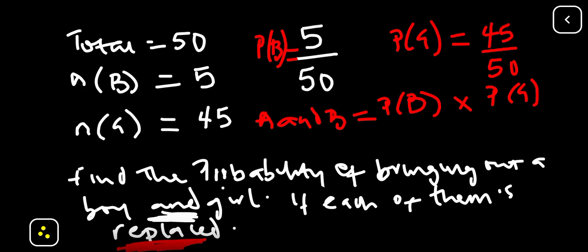So when you replace a boy after bringing out one boy from the class, and then you take a girl and replace the girl back, it shows that the total number of students in the class will remain the same. So this is what we mean by the event A does not affect event B.